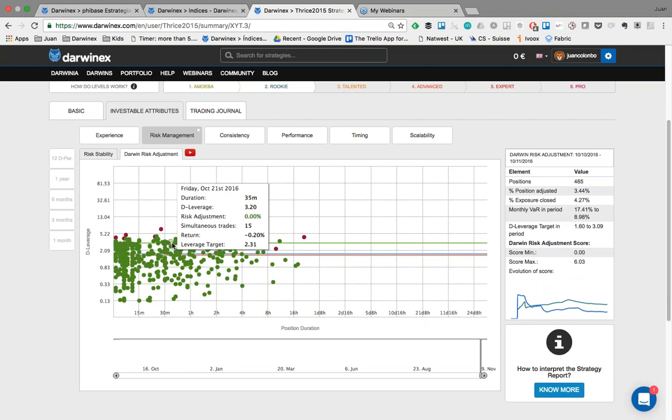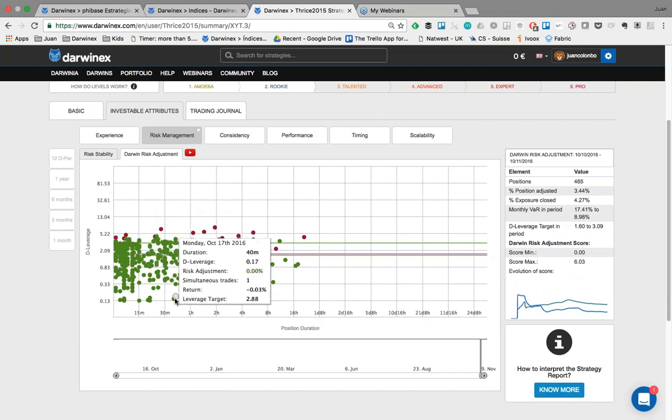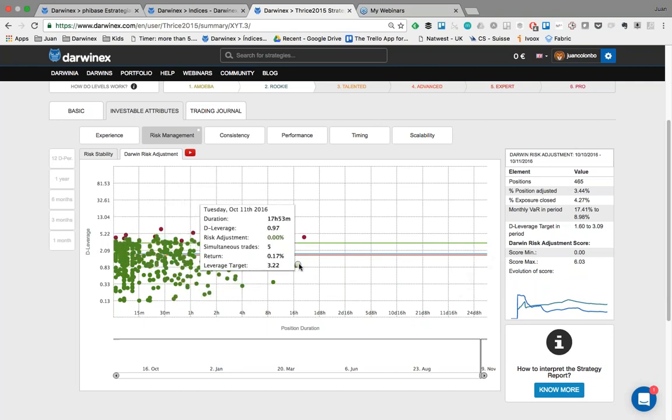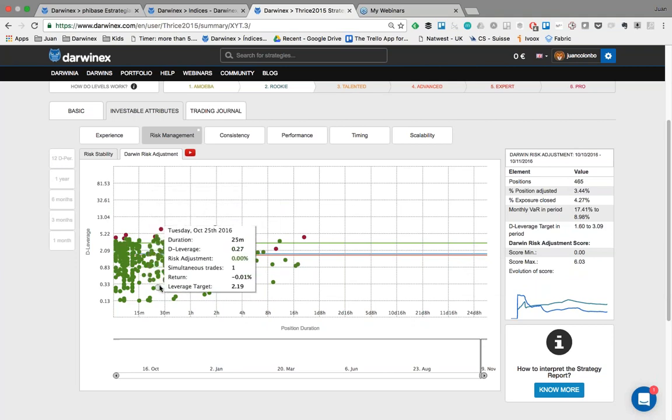So for instance, in this case, we see that this position taken on October 21st, 2016, the equity of the account for the time that this position was open was about 3.2 times as volatile as the euro dollar at that period, and this position lasted for something between 35 and 40 minutes. And if you compound all those positions over time, they add up to the risk that you had over the last month. The more positions, all other things equal, the more risk.